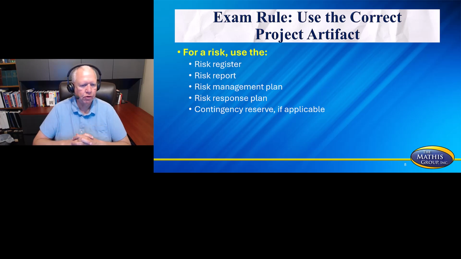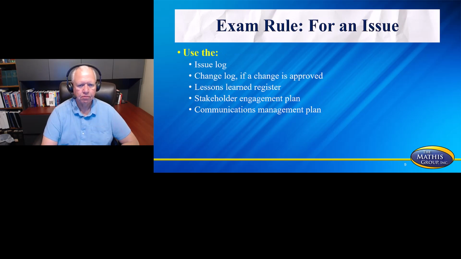For a risk, use the risk register, risk report, risk management plan, risk response plan, and contingency reserve if applicable. One other thing on risk that I'm not really emphasizing in this part is that with risk, you have the threat side and the opportunity side. That might be a little different for you. I've talked about that in other videos though. And so you do have opportunities that you're going to want to do some of these things with as well. You want to have them happen on your project.